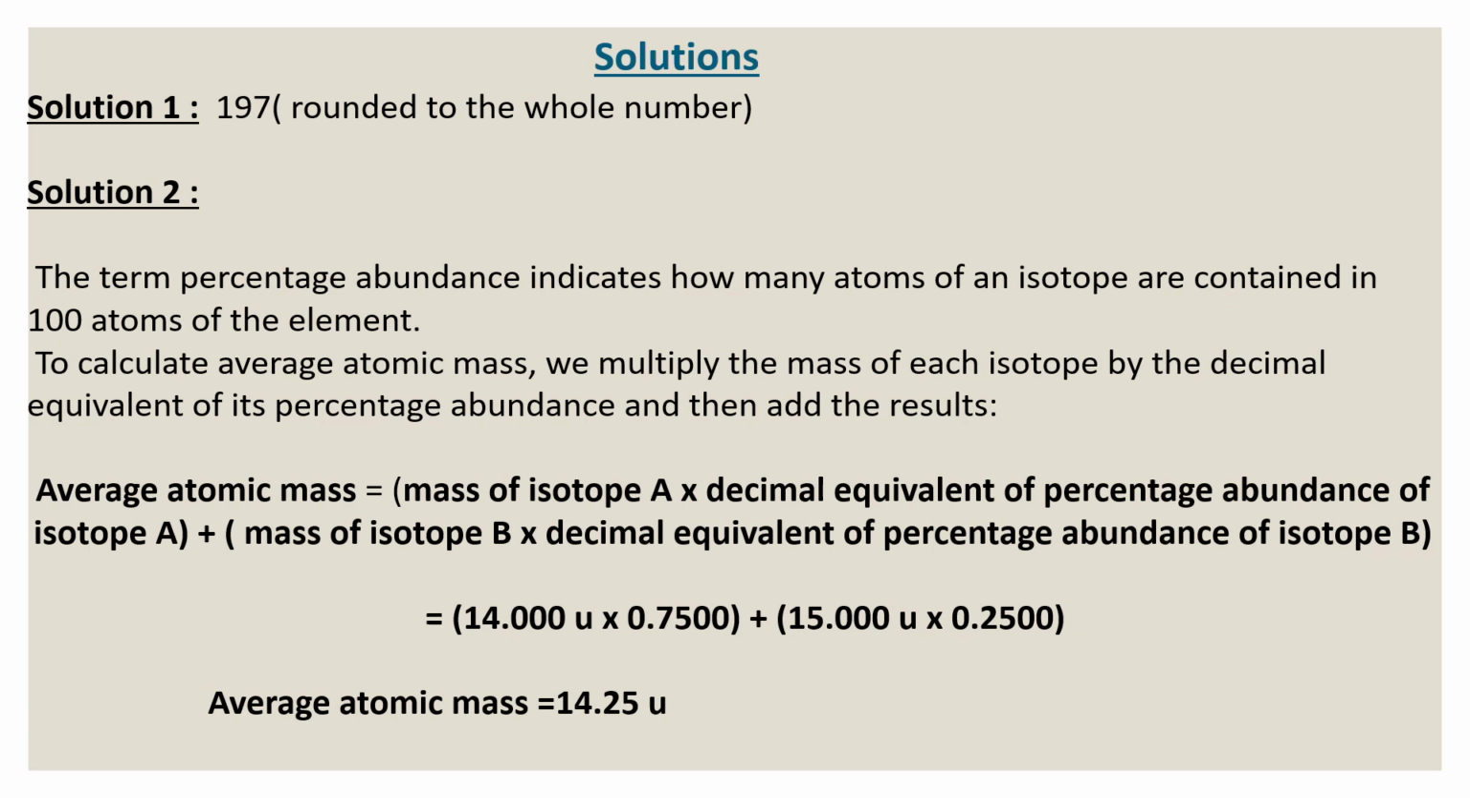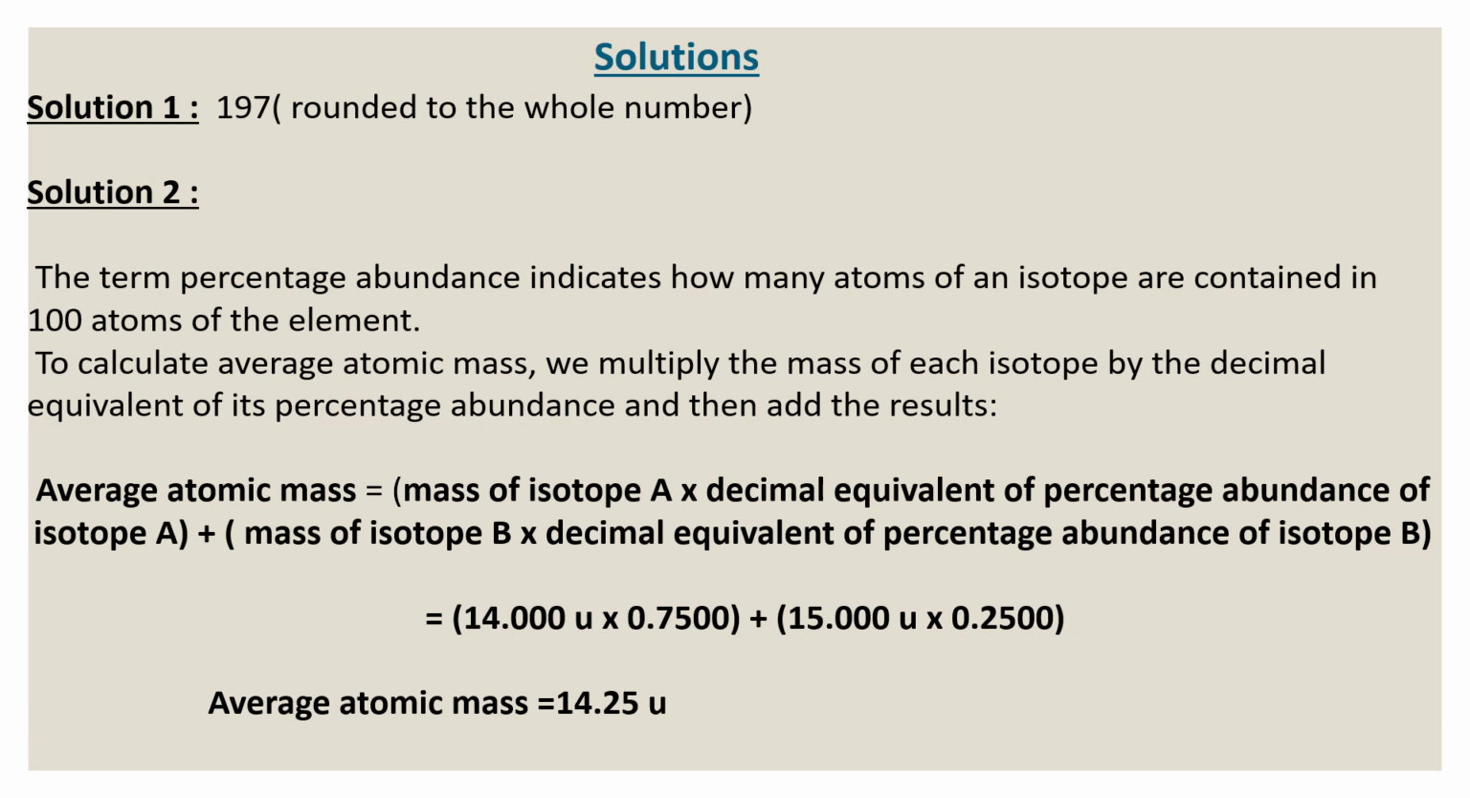Let's solve the problems. Problem 1 solution is 197, rounded to the whole number. Solution 2. The term percentage abundance indicates how many atoms of an isotope are contained in 100 atoms of the element. To calculate average atomic mass, we multiply the mass of each isotope by the decimal equivalent of its percentage abundance and then add the results.